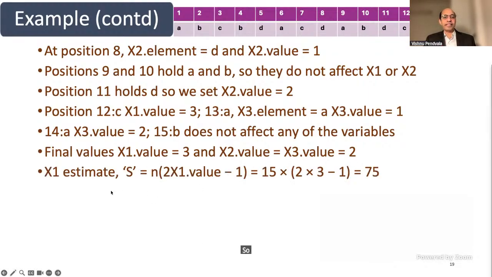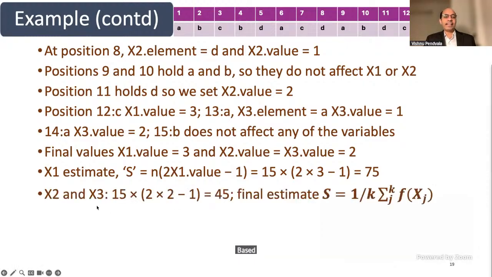So now the estimate for the second moment, based on the values we observed, for the first x1, it is 2 x1 dot value minus 1, multiplied by 15. We observed 3 x1 value elements. So 2 into 3 minus 1, multiplied by 15, which is 75. So that is the estimate based on the first element: the estimate of the second moment is 75.